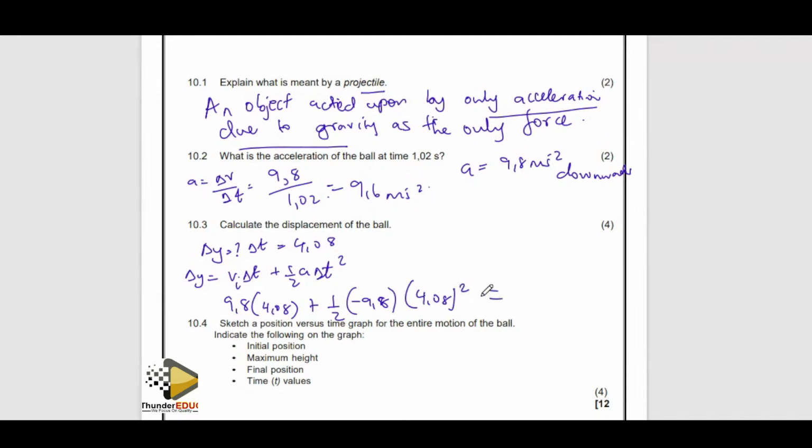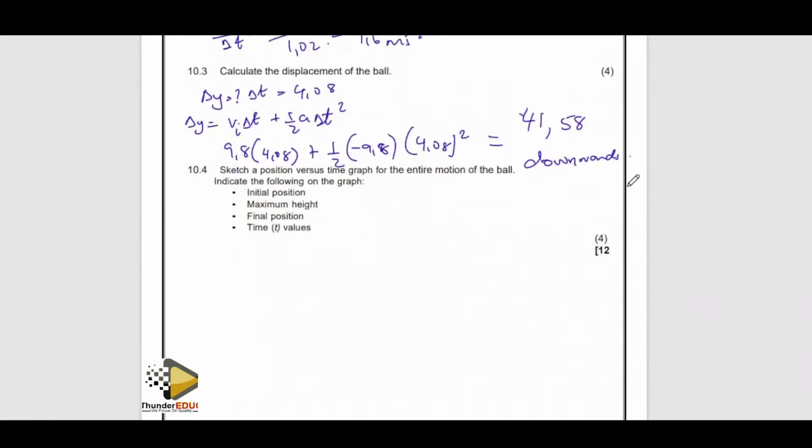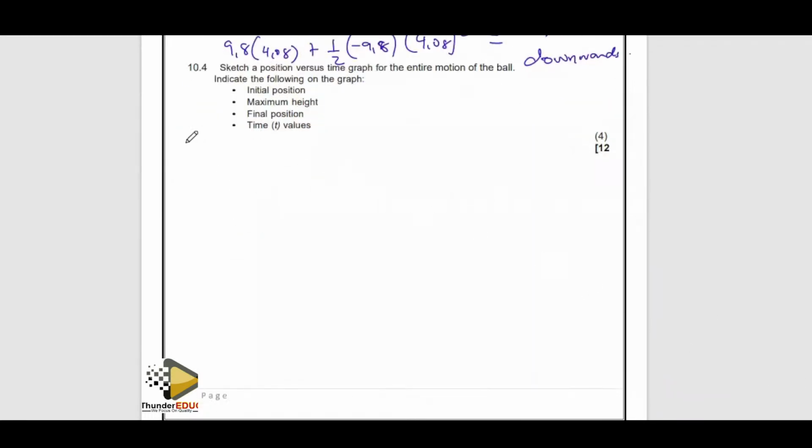So when I punch that into the calculator, 9.8 on that, I'm getting negative 41.58, which means the displacement is downwards, 41.58 meters downwards. Then they want you to sketch the position time graph, and those are the things to look out for. So I'll say y in meters, and then this is the time in seconds.